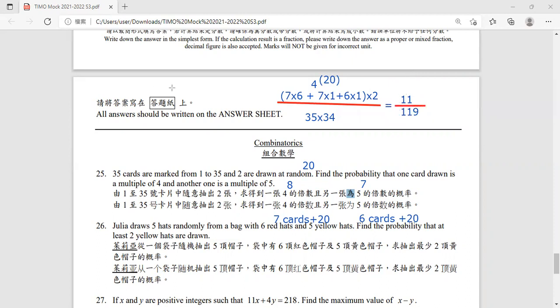Okay. The one stands for you have drawn a 20. Okay. Any questions?